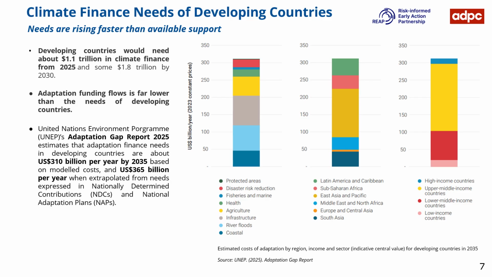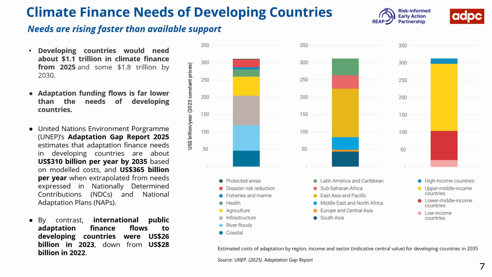Further, the United Nations Environment Programme UNEP's Adaptation Gap Report 2025 estimates that adaptation finance needs in developing countries are about $310 billion per year by 2035 based on modeled costs, and $365 billion per year when extrapolated from needs expressed in nationally determined contributions, NDCs, and national adaptation plans, NAPs. By contrast, international public adaptation finance flows to developing countries were $26 billion in 2023, down from $28 billion in 2022. This tells us that needs are rising faster than support.